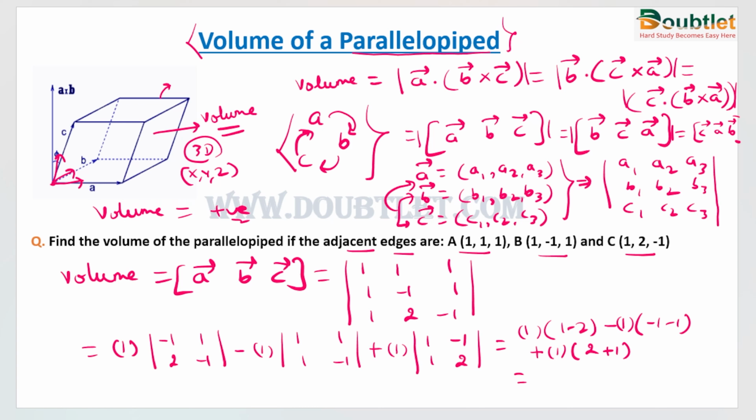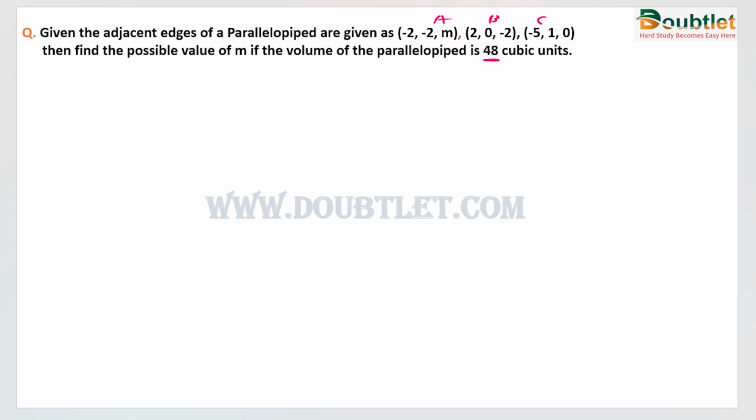Now let's move to the second example. In the second example, the adjacent vectors are given. This is A, this is B, and this is C, and the volume is given, and here a variable m is given in the first vector. So we have to find the value of m, so that the volume of this parallelopiped is 48 cubic unit.